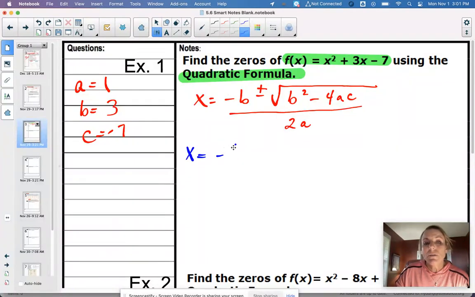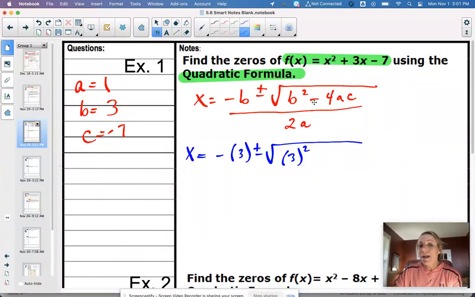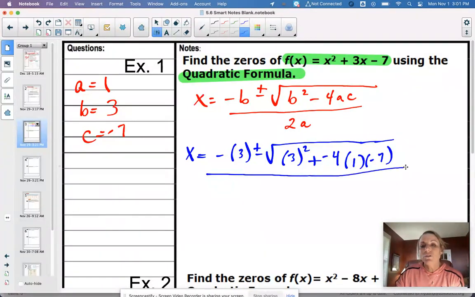So bring down the negative, in place of b, write b. Notice I'm using parentheses everywhere I substitute a letter, a, b, or c. Right here where it's minus 4ac, I'm going to change that minus to, well, first it's minus. I'm going to show that first. 4ac. I can change a minus to a plus, a negative. And I'm going to do that because that's going to help alleviate errors. So -3 plus or minus.